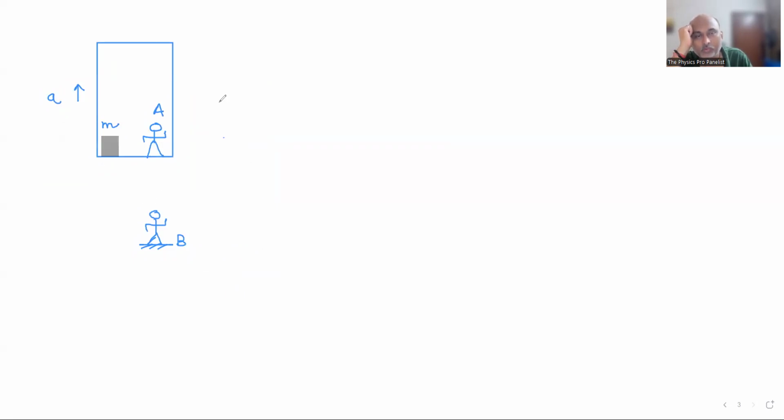Now tell me, all of you in the chat window, write it. Which one of these two is inertial, which is non-inertial? Type it in the chat window. All of you, do it quickly. Write in the chat window, quickly.